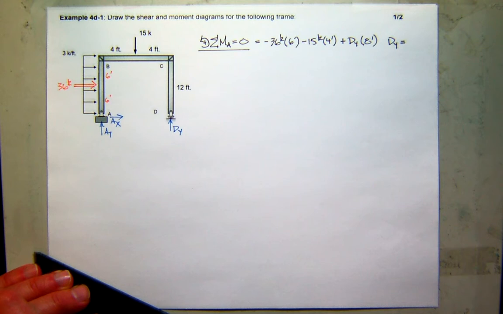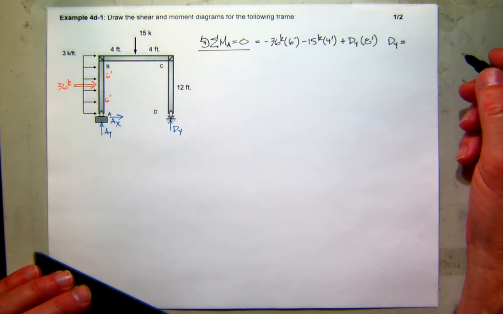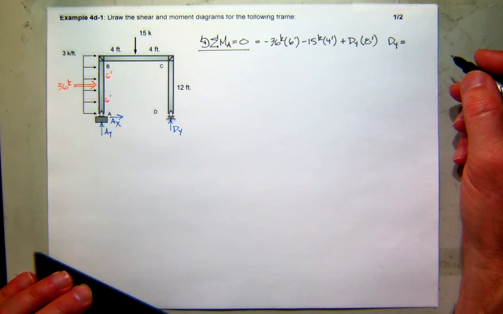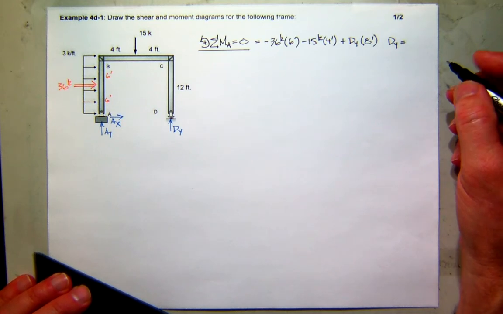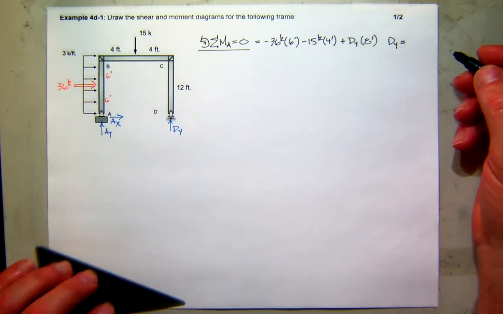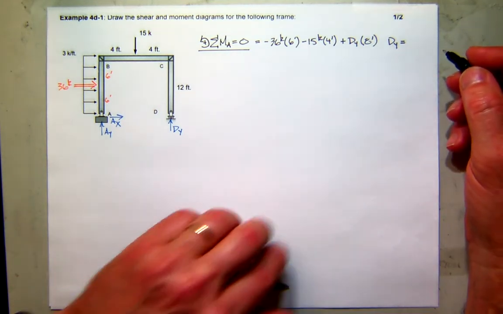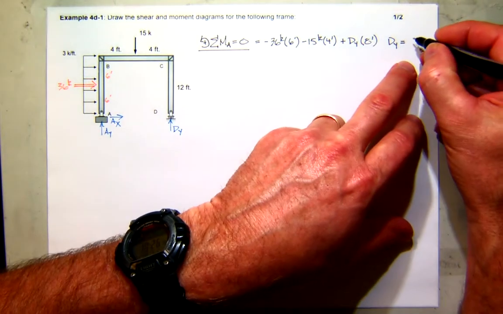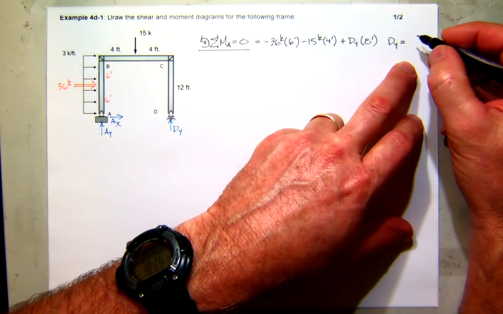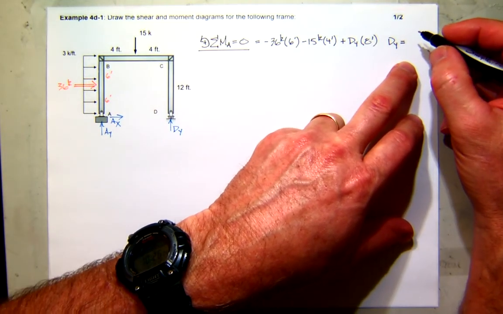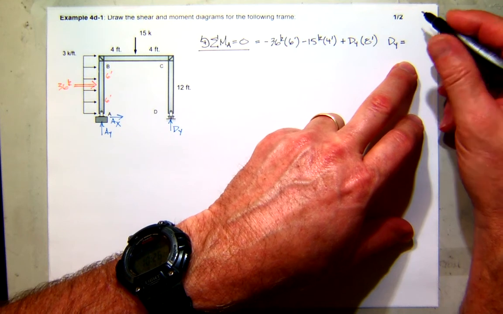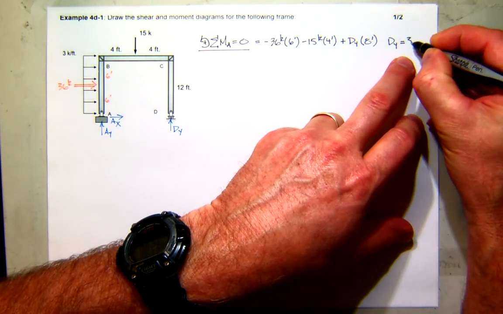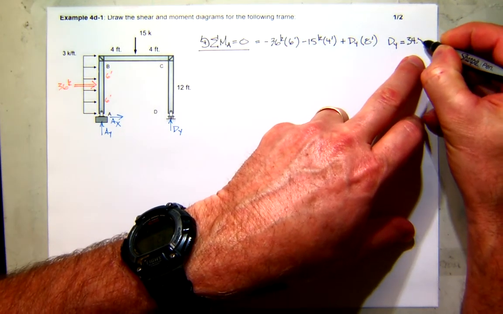I don't know what that is off the top of my head. 34.4. Anybody else get 34.4? 34.5. Close. Which one is it? Should we just throw a coin? Anybody else trying? 34.5. 34.5? Okay. We'll go by consensus.